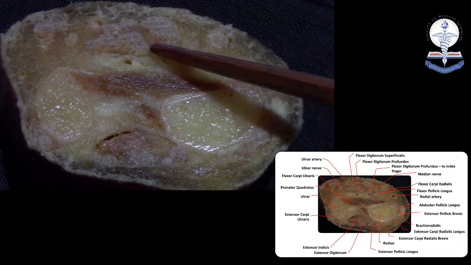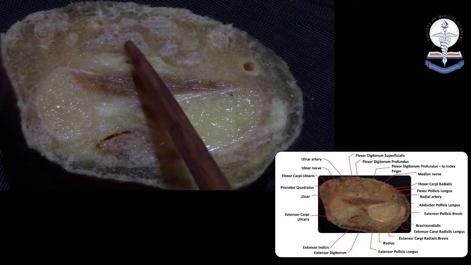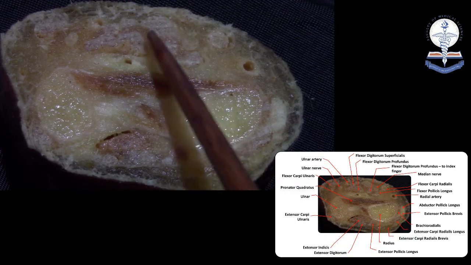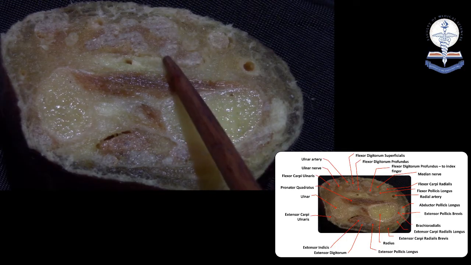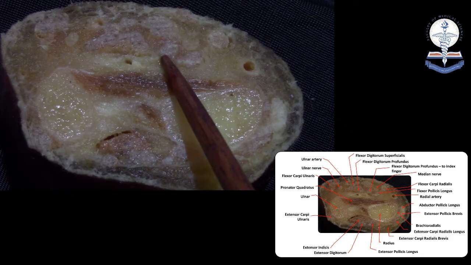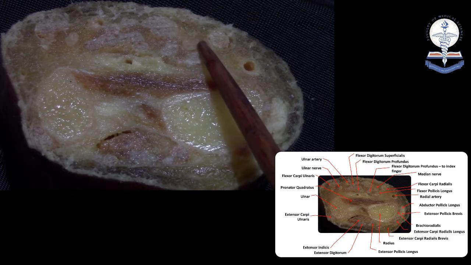In the anterior compartment, you can clearly see there are some tendons here. These are the flexor digitorum profundus tendons. This particular tendon is the flexor digitorum profundus tendon for the index finger. Here you can clearly see the median nerve.